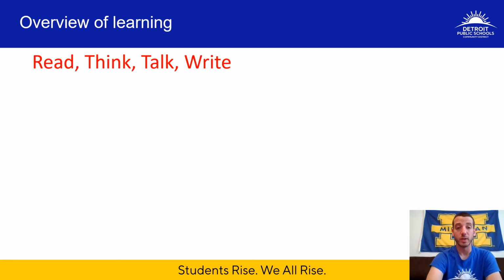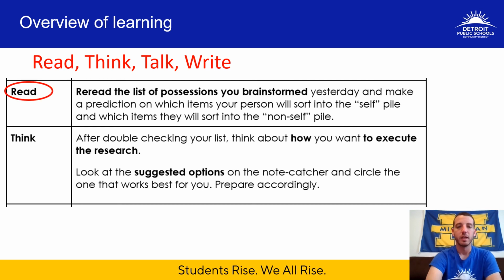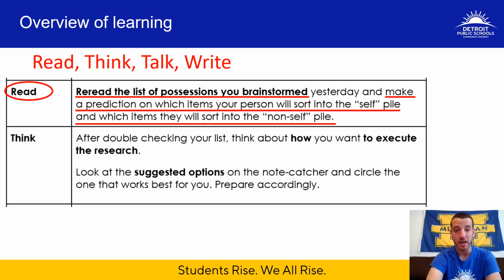Let's quickly discuss the Read, Think, Talk, Write protocol for today. For the read section, you're going to reread the list of possessions you brainstormed from yesterday, and you're going to make a prediction on which items your person will sort into the self pile and which items they will sort into the non-self pile. So you're going to make predictions based on what you know about this person.